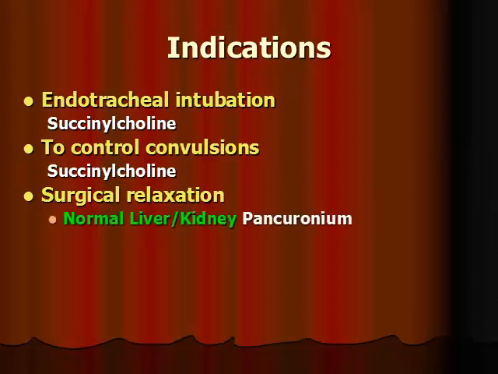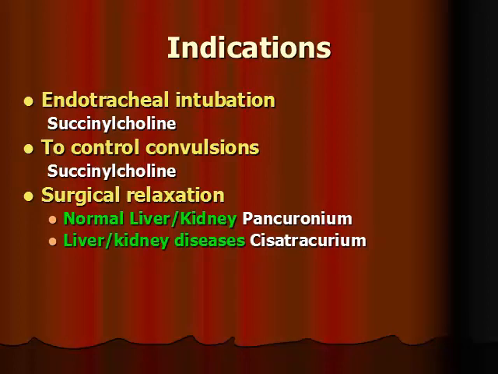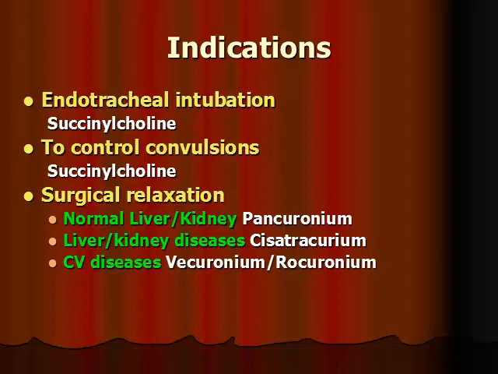Pancuronium is the most commonly used drug, if the liver and the kidneys are normal. However, in presence of renal or hepatic diseases, cisatracurium is the preferred one, since it is eliminated non-enzymatically. In presence of cardiovascular diseases, vecuronium, or rocuronium, are preferred since they offer cardiovascular stability, and their actions can be easily terminated with sugammadex.